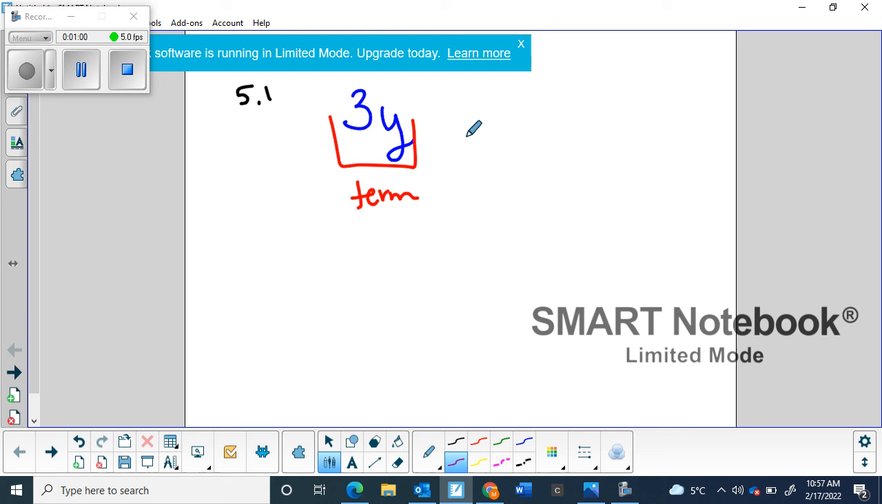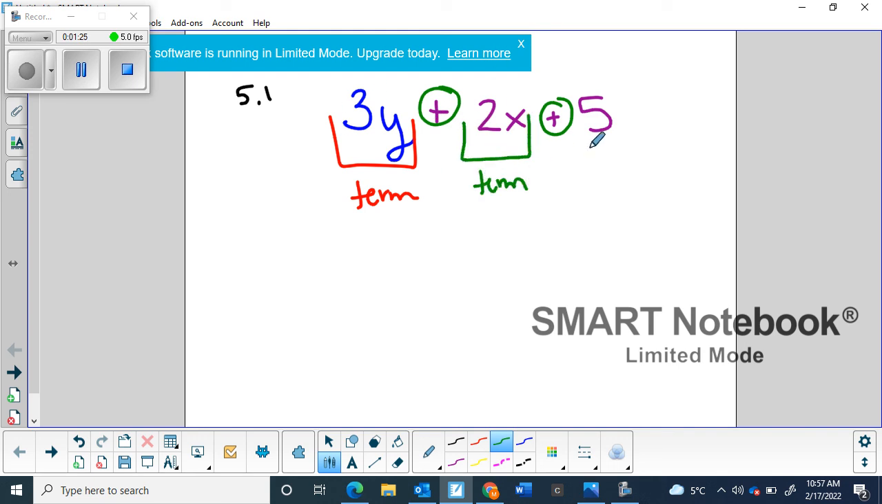So now I have 3y, and I'm going to add 2x plus 5. Now what I'm doing is I'm just combining a bunch of terms, being a number and a letter attached together by multiplication, and then I'm separating them with addition and or subtraction symbols. And so this first one is a term. We have 2x, that's another term, and we have 5, that's another term. Now with the 5, it's still a term. It doesn't have any letter, but it's still its own separate thing. And so in this case, we would have 3 terms, and they're all separated by either an adding or a subtracting sign.